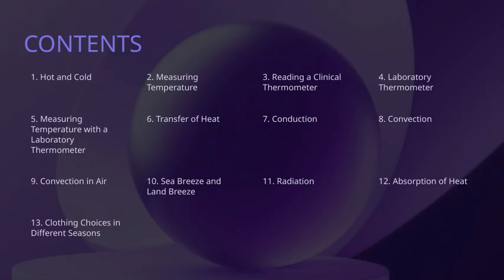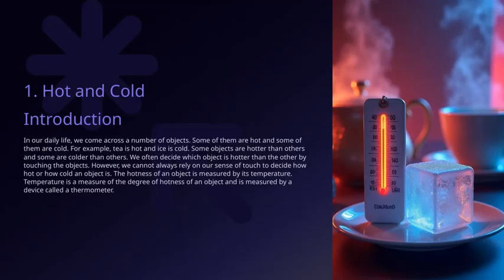We'll also look at how heat is absorbed and transferred in different materials, which is crucial for understanding climate and weather patterns. Moving on, we'll examine convection again, but specifically in the context of air, like the sea breeze and land breeze, which are wonderful examples of how temperature differences drive movement of air. Finally, we'll discuss how our clothing choices change with the seasons, which ties back to how we manage heat and stay comfortable or warm. Throughout this presentation, the overarching theme is understanding how heat moves and affects our environment and daily lives.